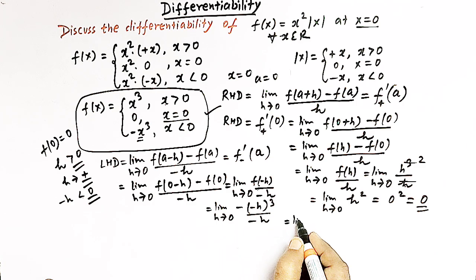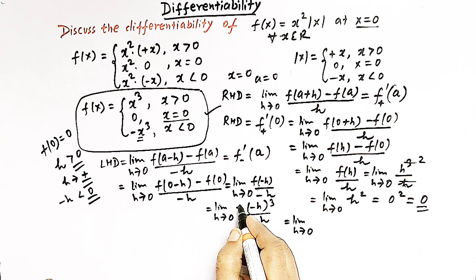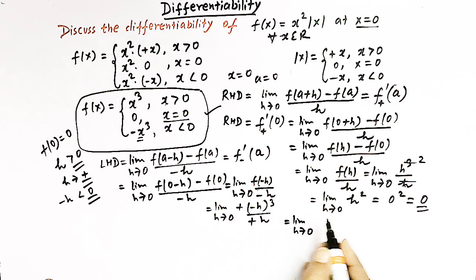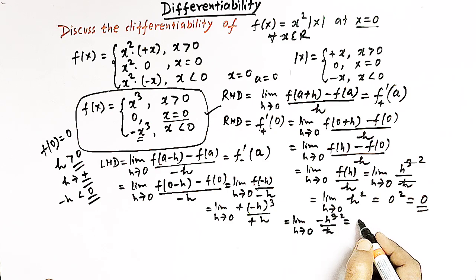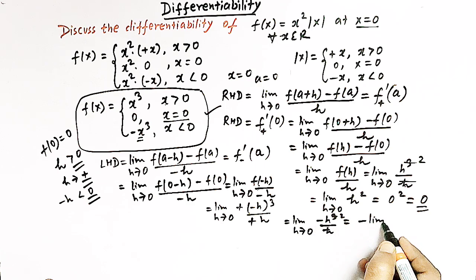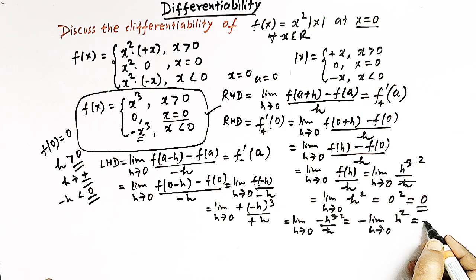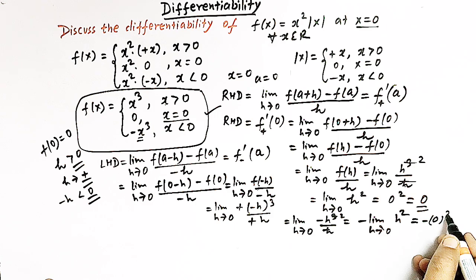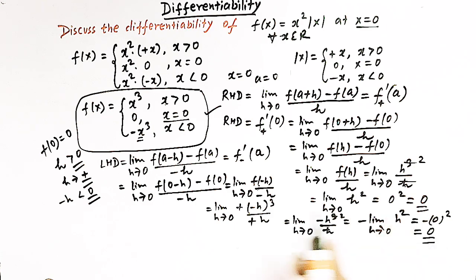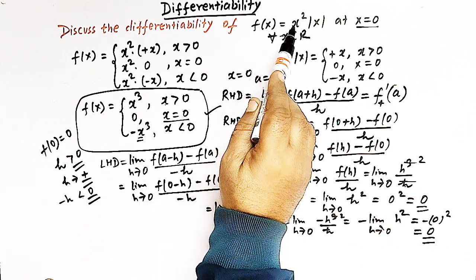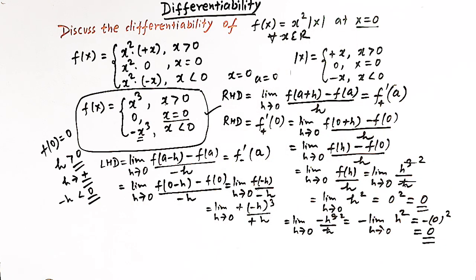So we have limit h tends to 0. Here negative and negative get cancelled. We have simply minus h cube over h, and here h gets cancelled, and we have minus limit h tends to 0 of h square, and if we take h equal to 0, over here we have 0 square, that is equal to 0. So the left hand derivative of this function at x equal to 0 is also equal to 0.